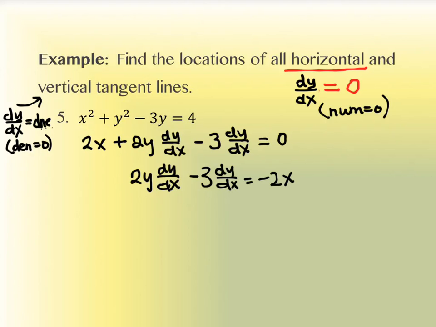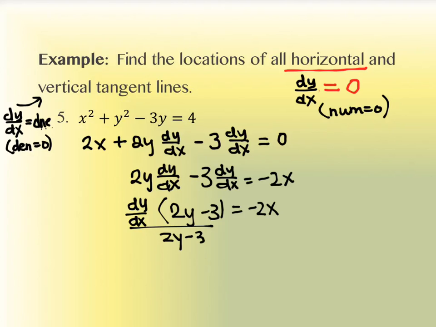And then Tristan hit the nail on the head, and a couple of you were echoing it as well. I need to factor this, right? So this is dy dx, and then I have 2y minus 3 equals negative 2x. Now what? Divide. Excellent. Divide by the 2y minus 3. So on the left-hand side, those two divide to 1, leaving me with dy dx. On the right-hand side, I have the negative 2x over 2y minus 3.